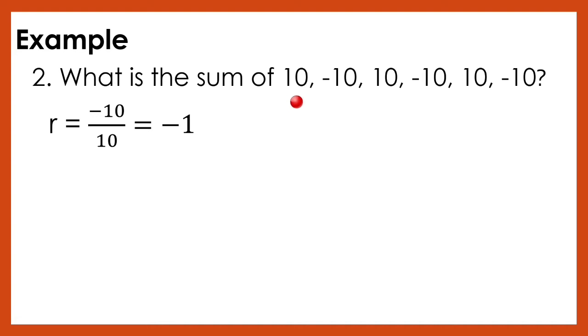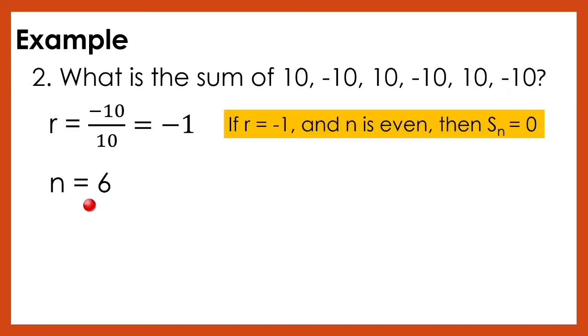Let's count the number of terms. 1, 2, 3, 4, 5, 6. Our number of terms is 6, therefore, if our common ratio is negative 1 and our number of terms or n is even, ang gagamitin nating formula is S sub n equals 0. Therefore, ang sum ng ating geometric sequence is 0. Let's check. 10 plus negative 10 is 0. 10 plus negative 10 is 0. 10 plus negative 10 is 0. Therefore, the sum is 0.